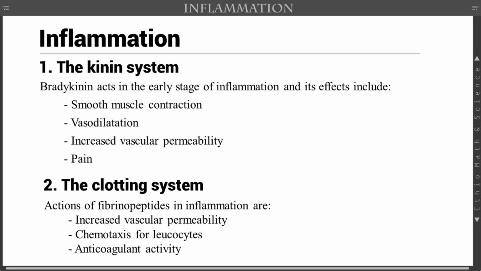When clotting is activated, small peptides are released as fibrin forms. These fibrinopeptides are not just clot byproducts. They increase vascular permeability. They are chemotactic; they attract leukocytes. And they even have anticoagulant activity that helps keep the process from running away. So, the same pathway that stops bleeding also helps guide immune cells to the site.